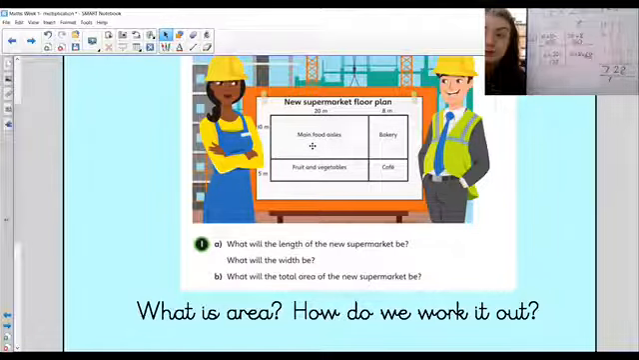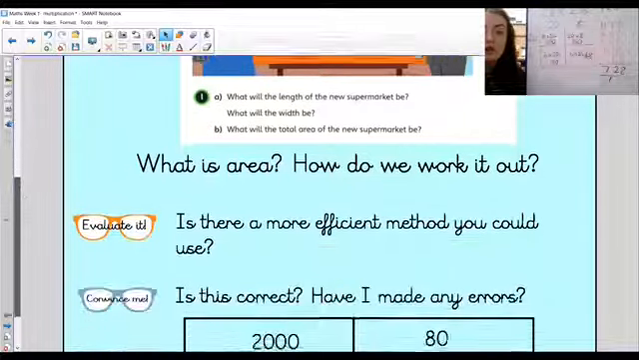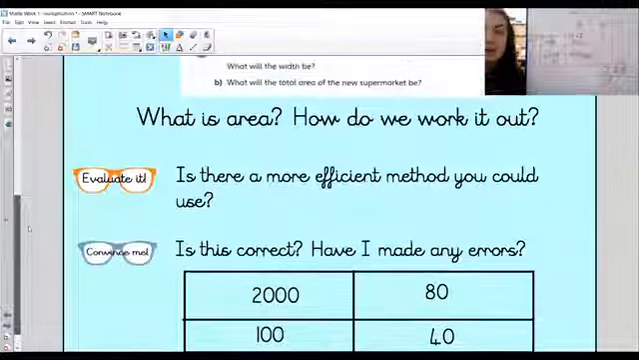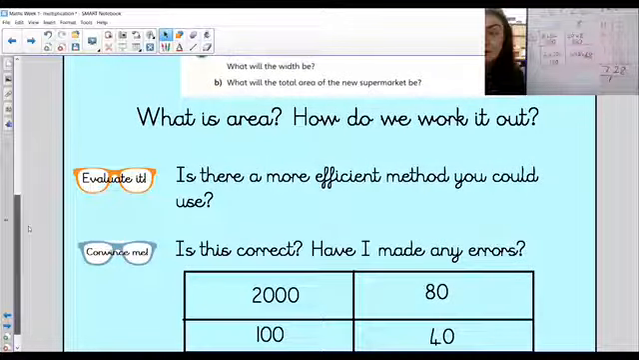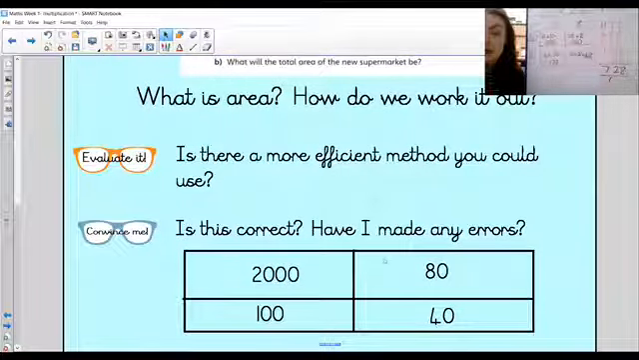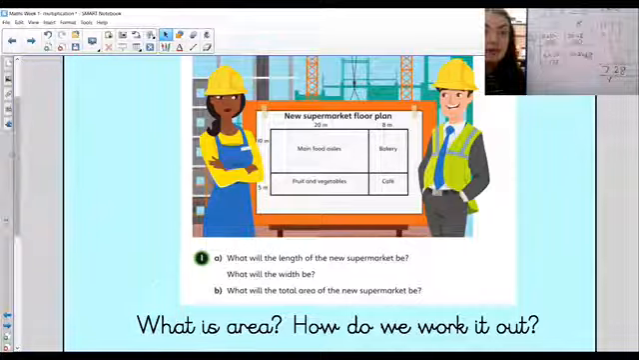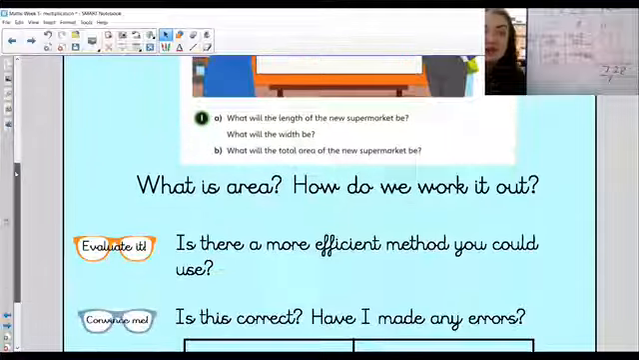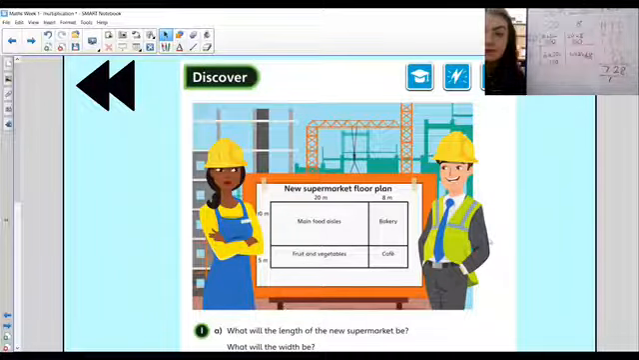Okay, so pause this video. Once you've done that, if you then go along, you can have a go at your evaluate it. Is there a more efficient method that you could use if you already know it? If not, is there a quicker way that you could get to your answer? And then there's a little convince me there for you to have a go at. Where have I made the mistakes and can you unpick what mistakes I have made? So pause this video, have a little go at your discovery question, and then there's some mastery glasses for you to have a go at.